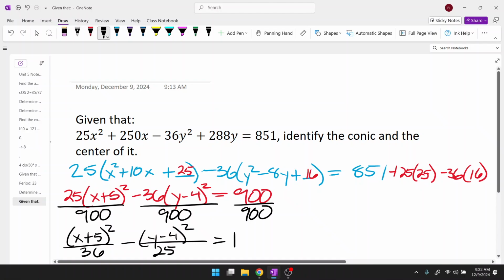Now, what kind of a conic is this? Hyperbola. Yep. This one's going to be a hyperbola with a center of -5, +4. Boom.